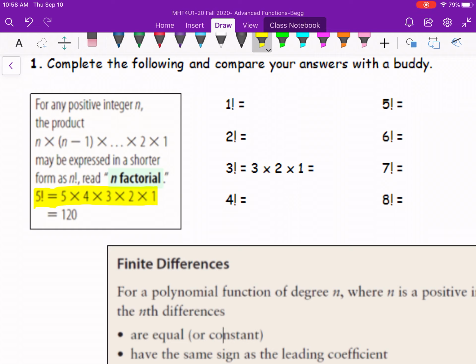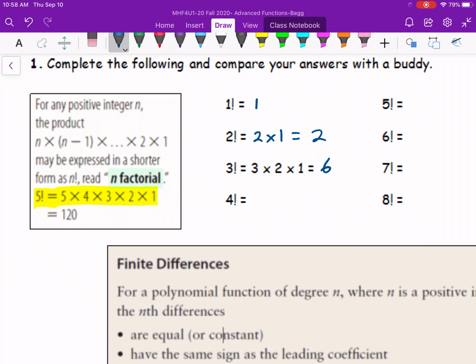And here are the first few factorials, just so you can see what's happening. 1 factorial is equal to 1. Don't have to multiply up anything, it's just 1. 2 factorial means 2 times 1, so 2 factorial is equal to 2. 3 factorial means 3 times 2 times 1, which equals 6.